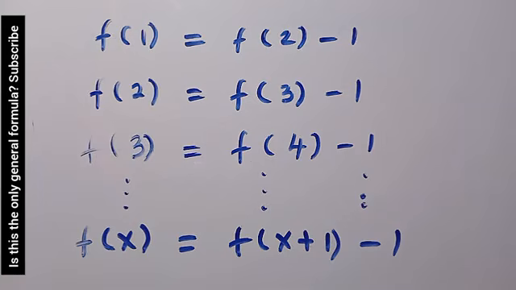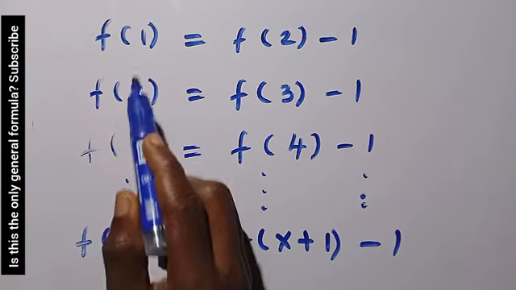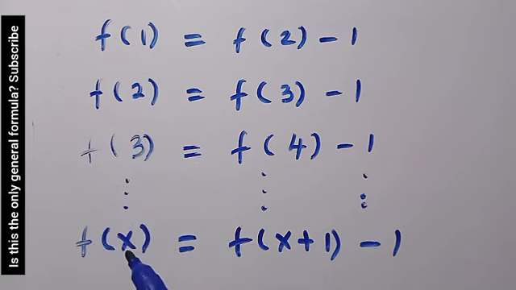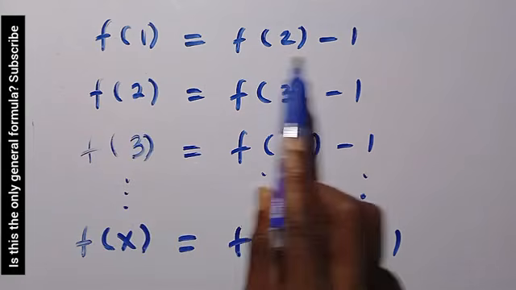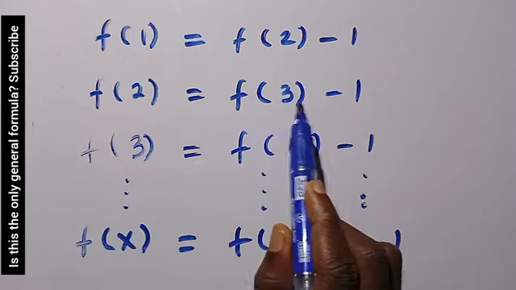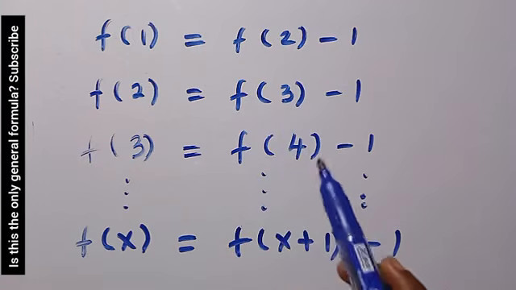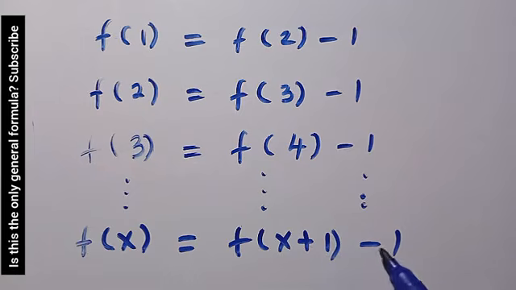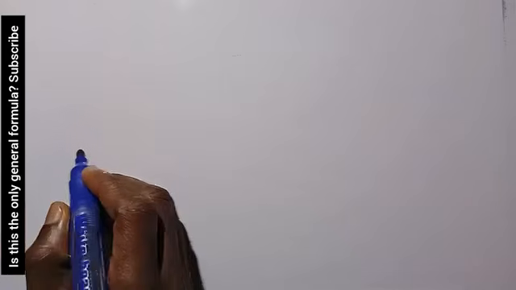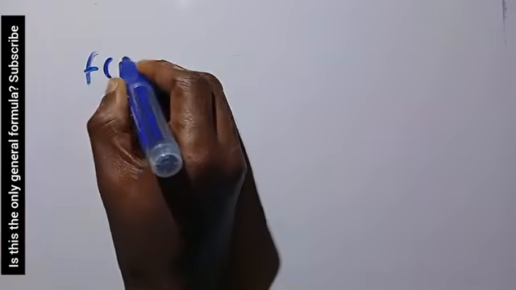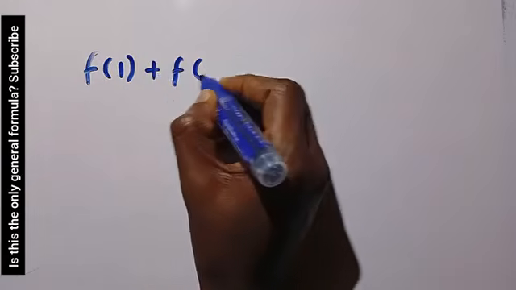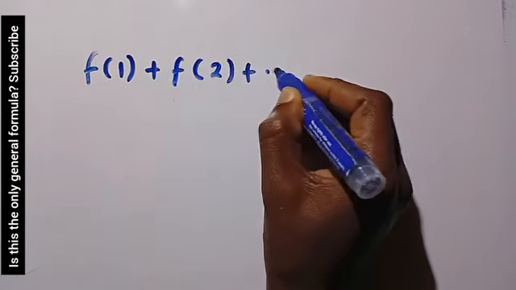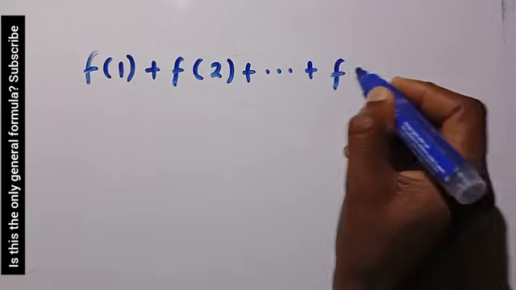So let me equate these to each other, or let's say I add everything together. I will be adding f of 1 plus f of 2 plus f of 3 down to f of x. And also I will be adding f of 2 minus 1 plus f of 3 minus 1 plus f of 4 minus 1 down to f of x plus 1 minus 1. And let's see what we are going to get here. By adding, we are going to have f of 1 plus f of 2 plus, this is how it keeps going till we reach f of x.